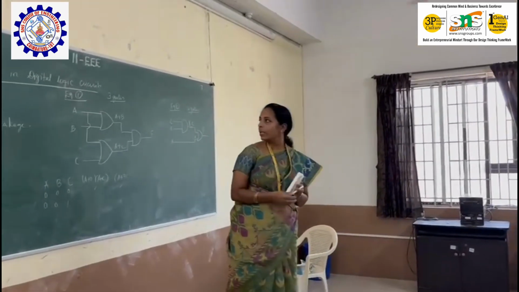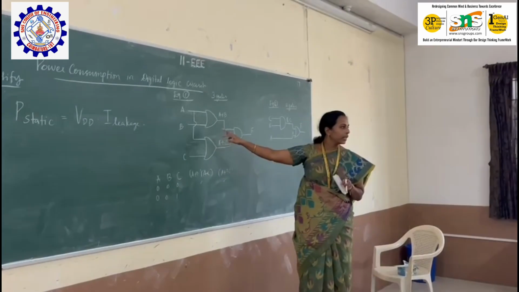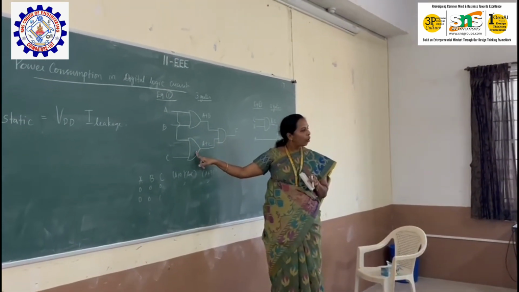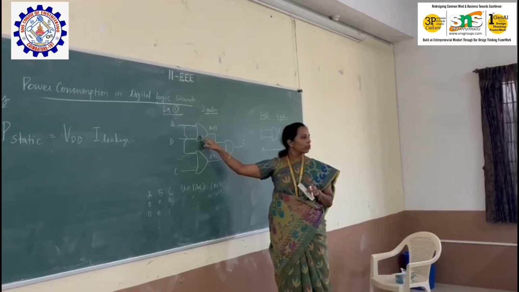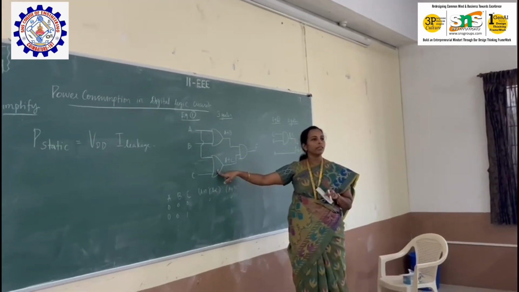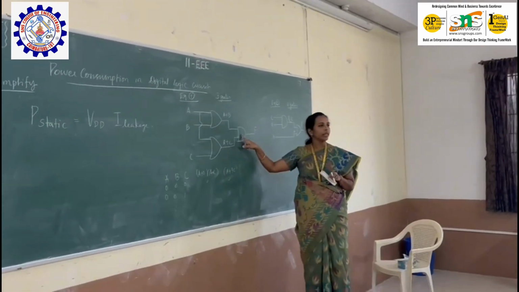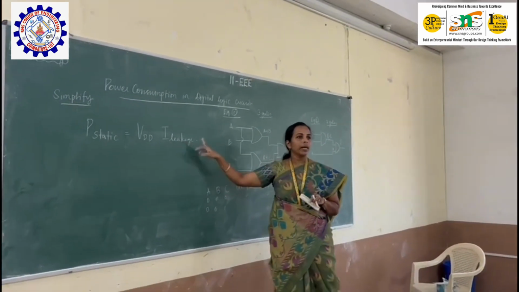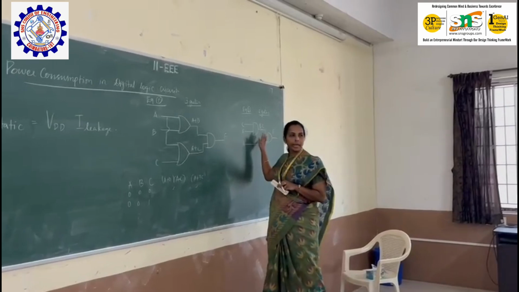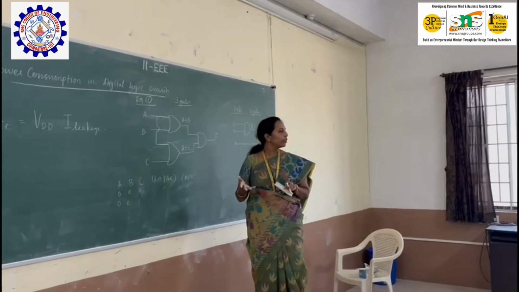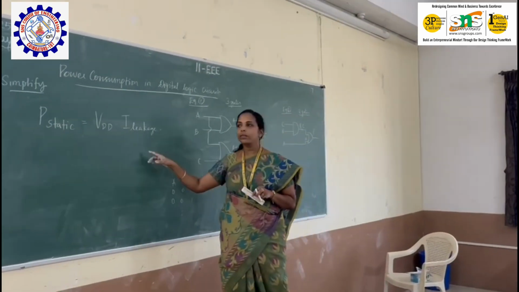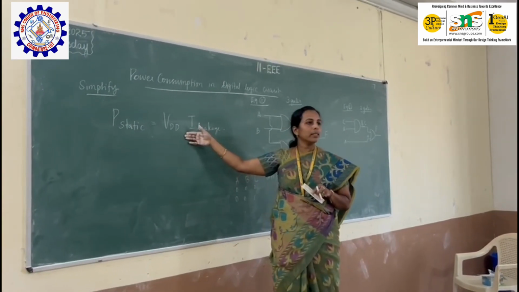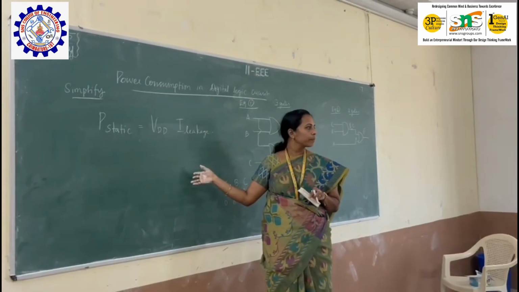When the number of ICs or gates increases, obviously each will have its own leakage current, and all the leakage currents will be added up here. So when the number of gates reduces, the leakage current obviously will reduce. If this is for one gate, then we will be adding up for all the gates.